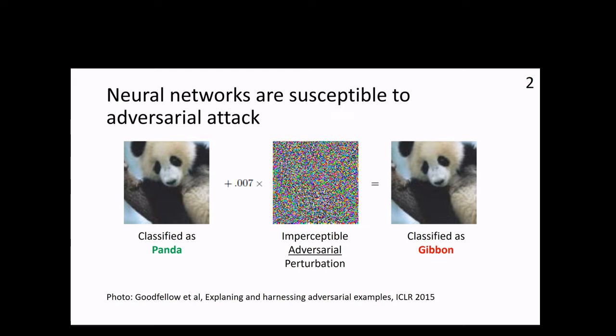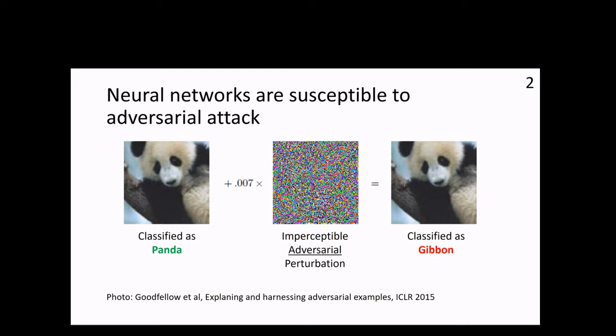However, they're susceptible to adversarial attacks, which is when the input to a neural network is slightly perturbed in order to cause a misclassification. As illustrated here, a panda is classified as a gibbon when an imperceptible adversarial perturbation is added to the image. This has serious consequences in applications like self-driving cars, where adversaries could cause accidents.